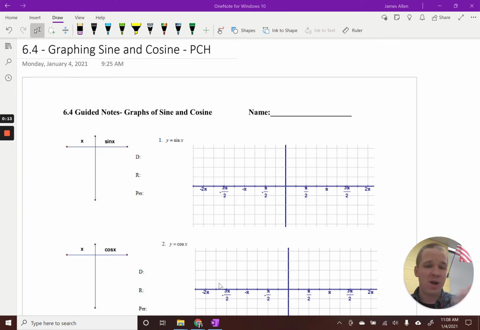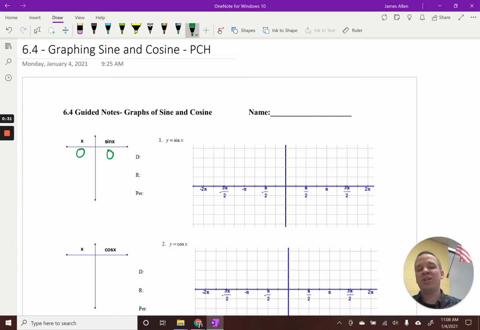So when I'm graphing here, we've got y equals the sine of x. I like to start with some ordered pairs. Let's think about our unit circle for a sec here. Okay, so let me select a pen. There we go. Let's start with 0, right? So sine of 0 is going to be 0, right?